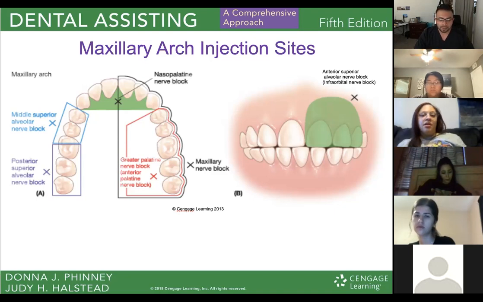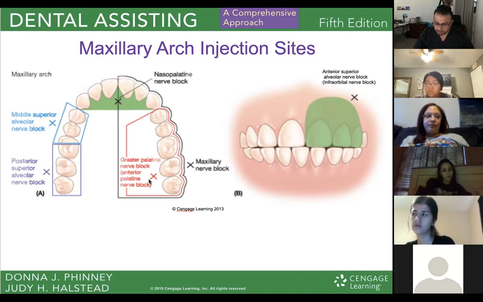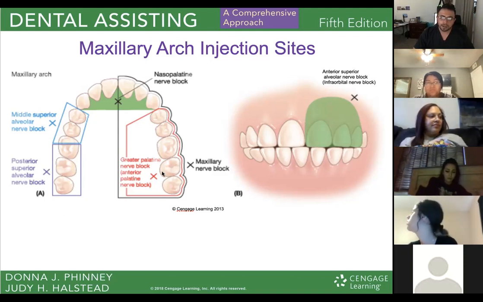The next one is a greater palatine nerve block. This injection site is anterior to the greater palatine foramen, and it's at the middle of the maxillary second molar on the palate. So middle of the maxillary second molar, right here. This is on the lingual side, on the roof of the mouth.